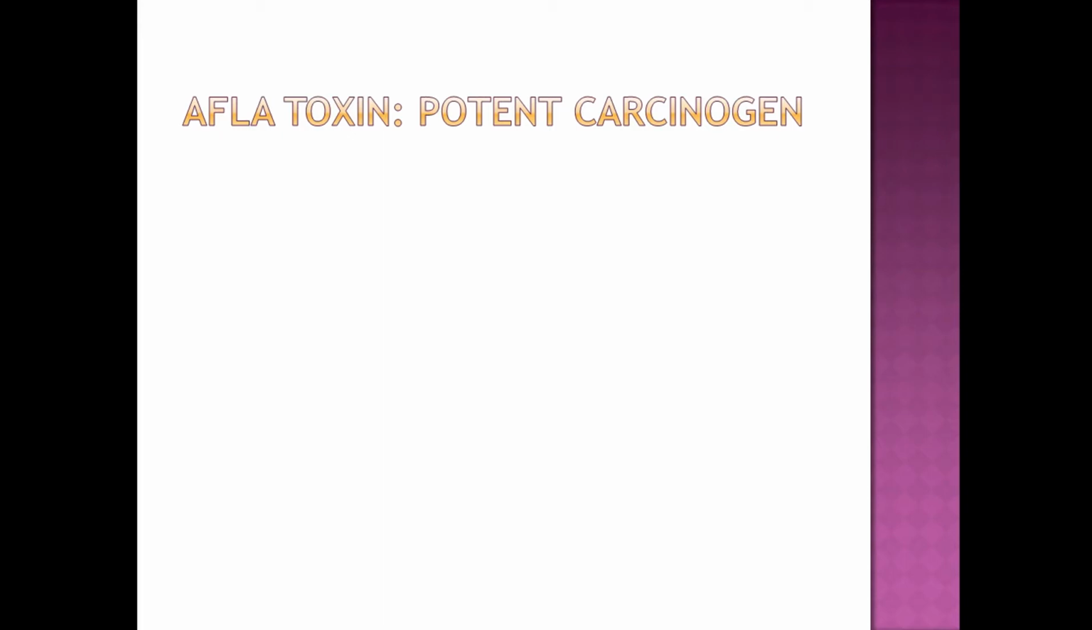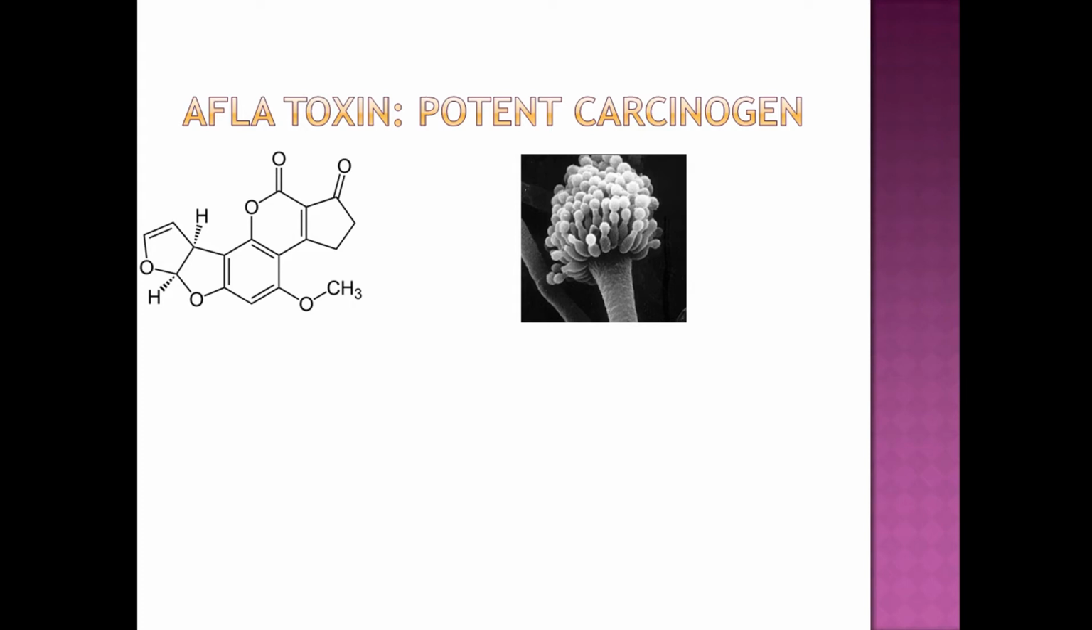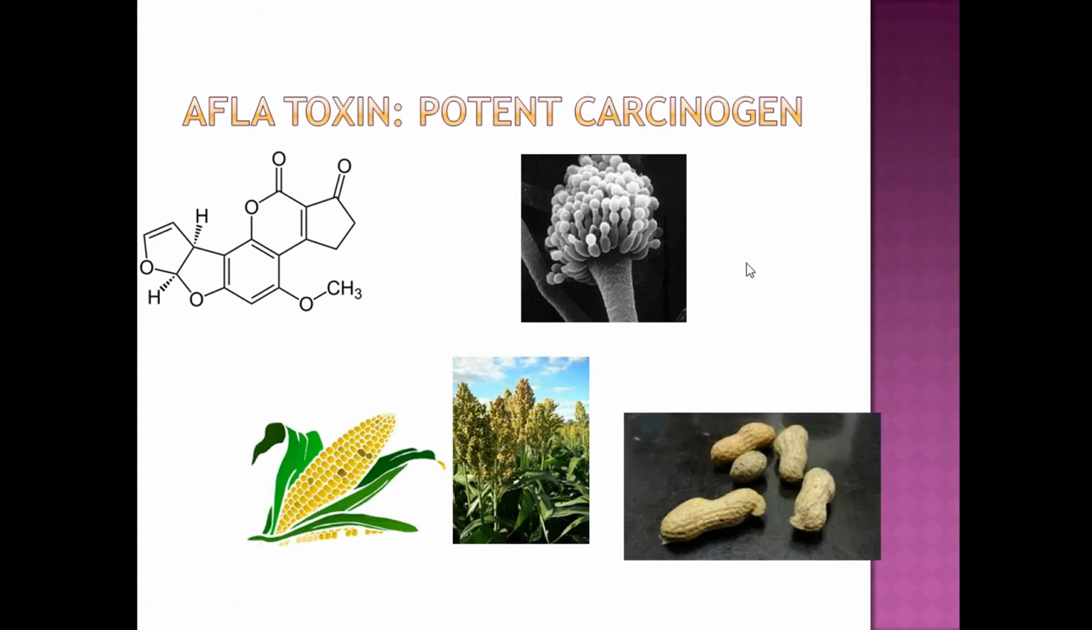So now we are going to discuss something about aflatoxin. This aflatoxin is a potent carcinogen. So why do we need to study this? Why is this important? This is the structure of aflatoxin. It is produced by a fungus of the Aspergillus species, and these fungi are known to grow on edible food items such as maize, sorghum, and peanuts.